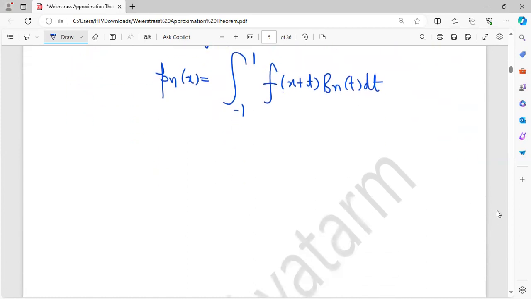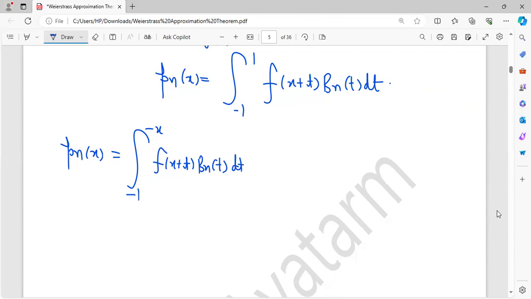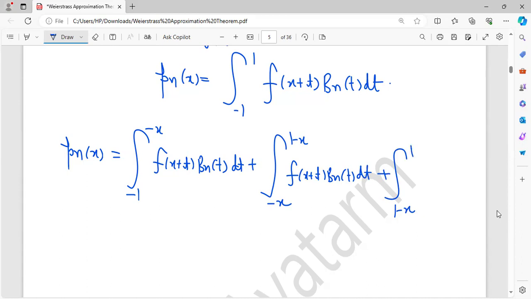Now what is P_n(t)? Sorry, P_n(x) is equal to this. I can break it in this form: the integral from -1 to -x of f(x plus t) P_n(t) dt, plus the integral from -x to 1 minus x of f(x plus t) P_n(t) dt, plus the integral from 1 minus x to 1 of f(x plus t) P_n(t) dt.